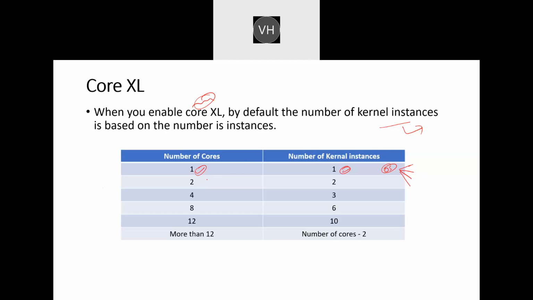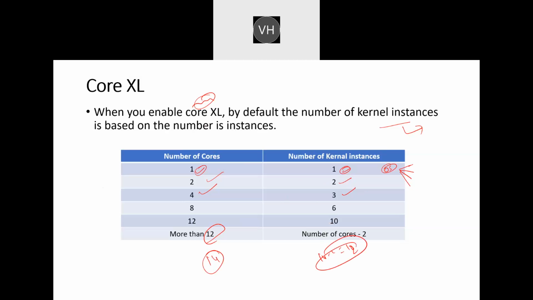If we have two cores, two kernel instances will be available. If you enable four cores, we have three kernel instances available. Beyond 12, it is the number of cores minus 2. So suppose you are enabling 14 cores, the number of kernel instances available is 14 minus 2, which is equal to 12. This is about Core XL.